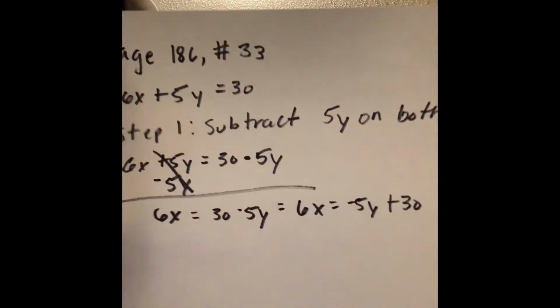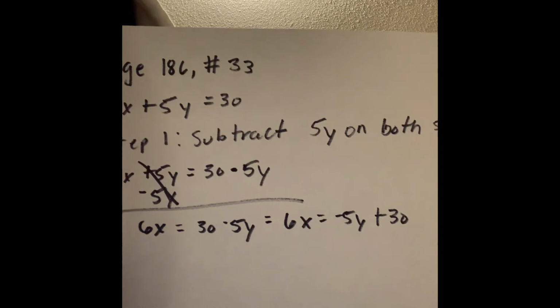But also for that problem, we want to put the 5y first. So let's go ahead and do that. So it will be 6x equals negative 5y plus 30. It should look like that. For step 2, you have to divide both sides by 6. So let's write that down.